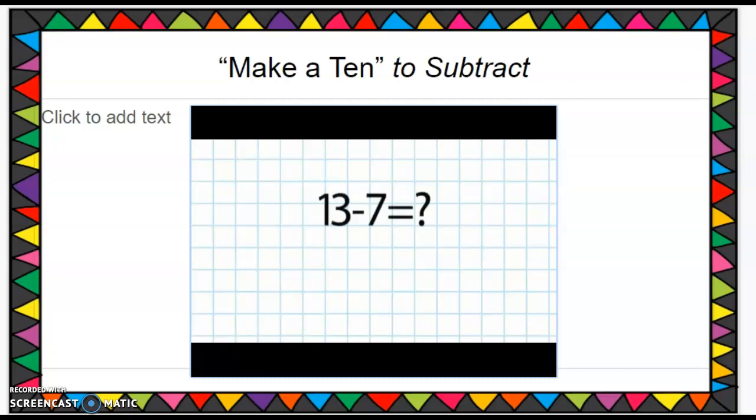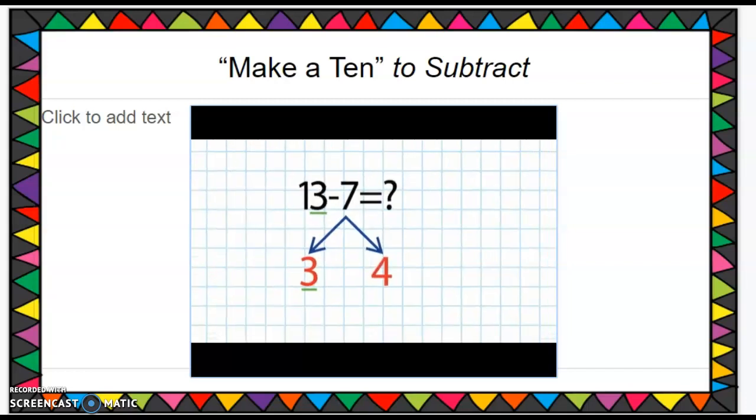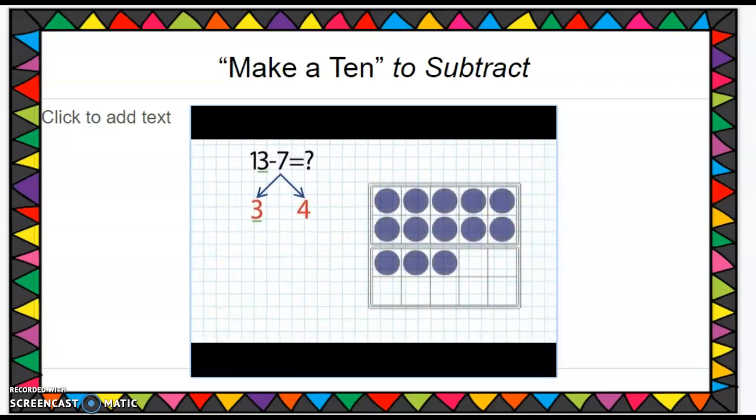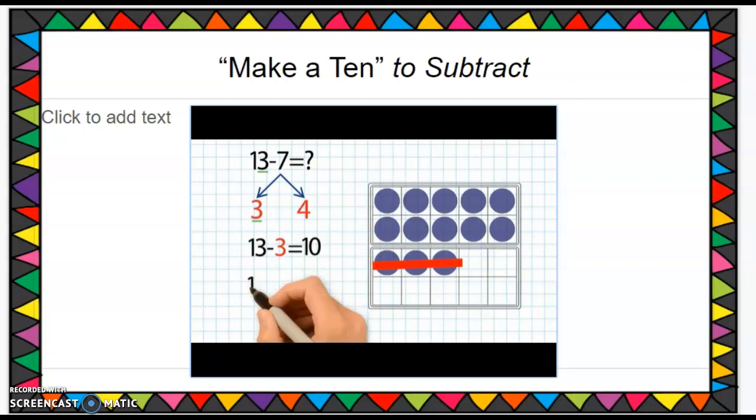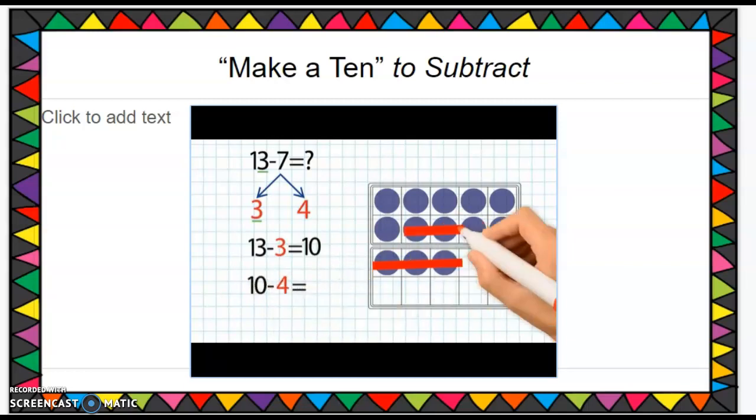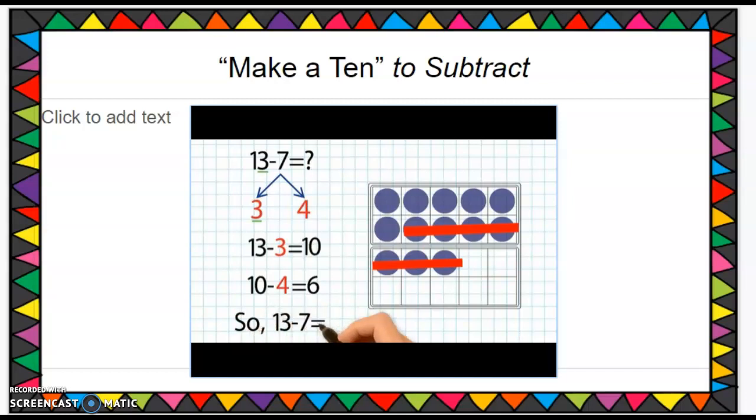Another example, 13 minus 7 equals what number? I'm going to break the 7 apart. I'm going to take 3 and 4, because 3 plus 4 is 7. I'm going to show my tens frames. I'm going to do 13 minus 3 first, and then I get 10. Take 10 minus 4, and I get 6. So 13 minus 7 equals 6.